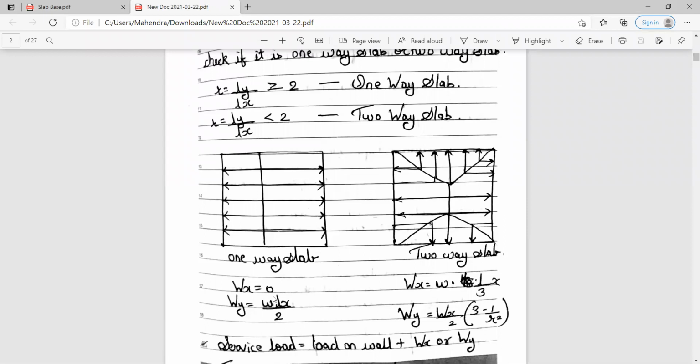So for Wx the value will be 0 and for Wy, W into Lx by 2. Again, for Wx it will be W into L by 3 into x, and for Wy the formula is Wx by 2 into 3 minus 1 upon r square. So just note down up till here, then we shall proceed to the calculation of the service load.